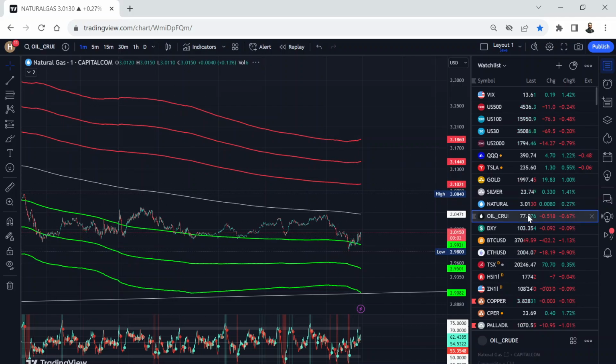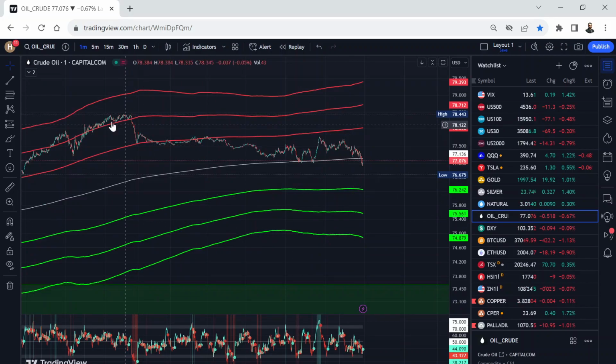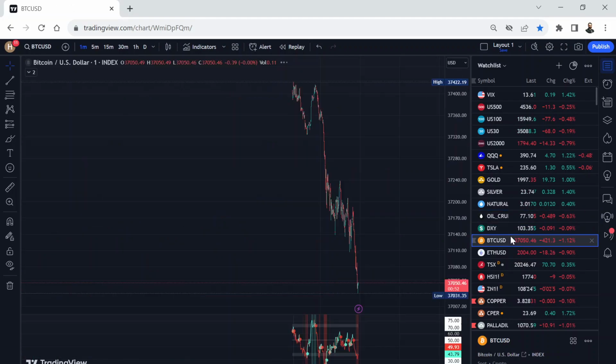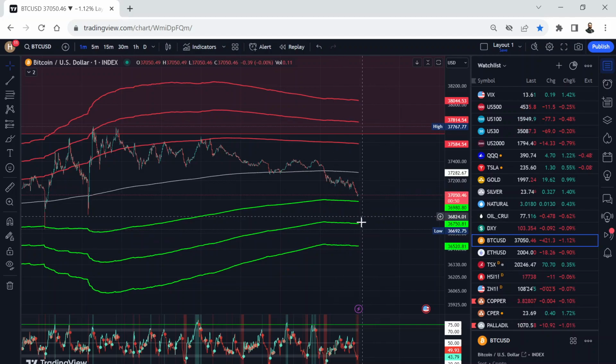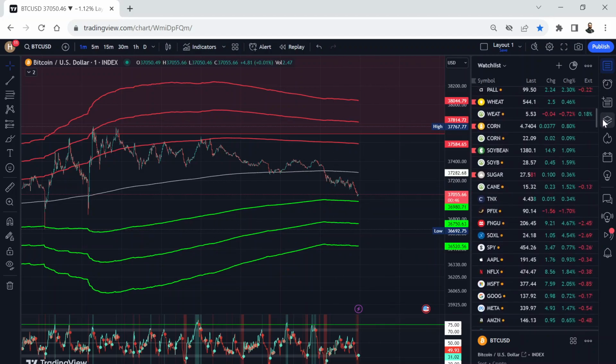also bouncing now. Crude oil, it was in a sell zone, perfect sell zone between second and third standard deviation, and now coming to a neutral zone. Look to buy again on the green zones. Bitcoin down 1%, and you can see it's coming closer to buy zone. And if you watch my video from yesterday, I was telling you there's a gap here.